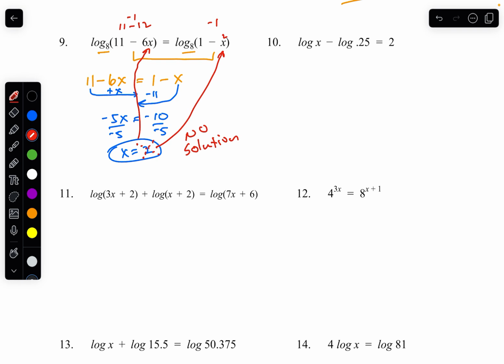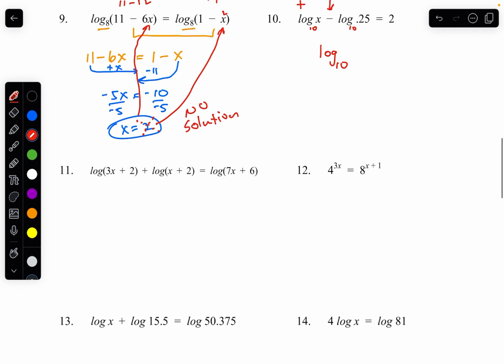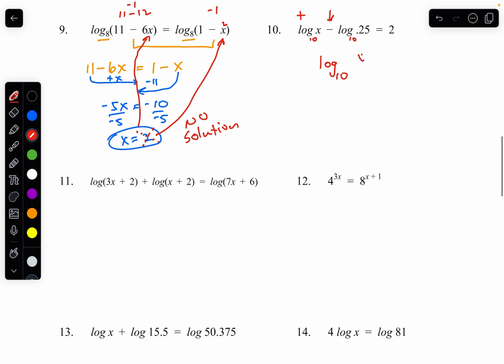Okay, so another one here. This is base 10 and base 10. When you see a logarithm without the base, you know it's base 10. And this time we are subtracting, so I'm going to put a log base 10. The positive term has the x, so that's going to go on top. We're subtracting, or the negative term is this one, so the 0.25 goes on the bottom.